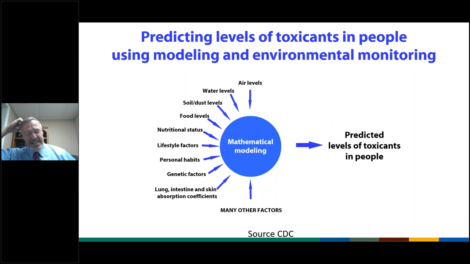Now, at that time, because of the limits of the technology, for many years they looked at air levels, water levels, soil levels, food levels, took in factors on nutrition, lifestyle, personal habits, and put it into a very complicated mathematical model. Then they predicted what the levels of toxicants could be, and established public health policy based on this mathematical model, which is the best they could do at the time.